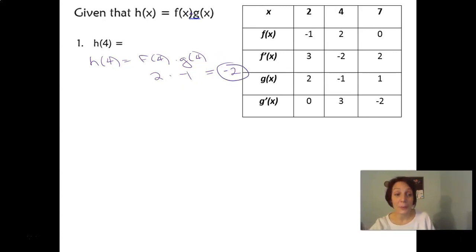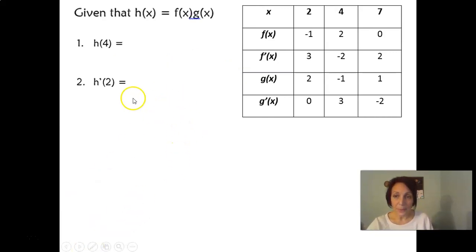Okay, here comes the calculus. They say, oh really, well what's h prime of 2? I'm going to erase so I have a little bit more space to work with here. Okay, if I want h prime of 2, the first thing I need is h prime of x. And in order to get h prime of x, I need the product rule.